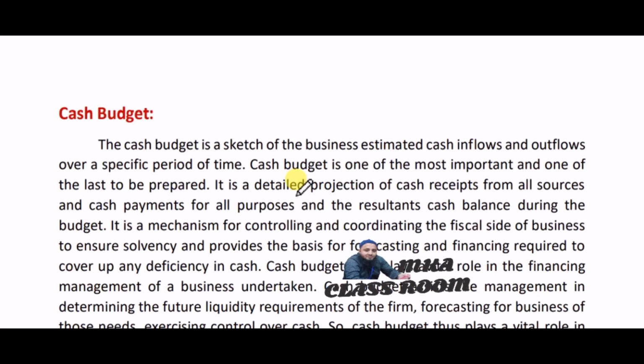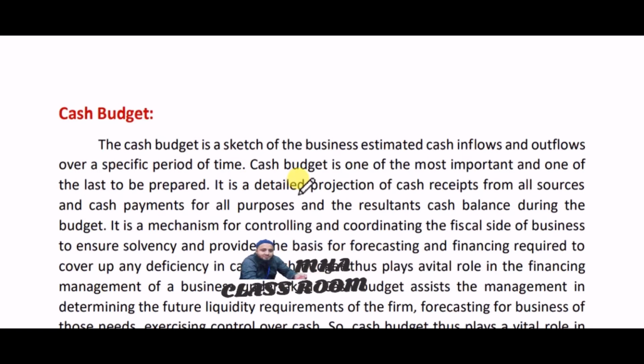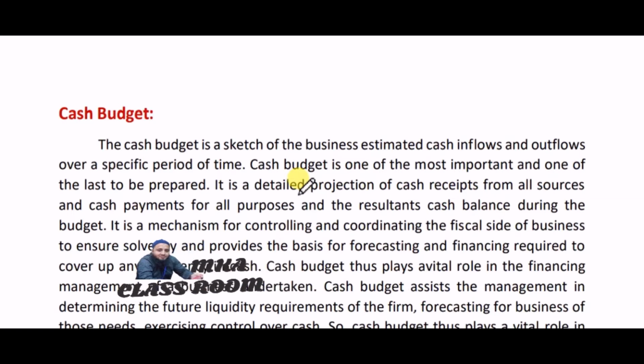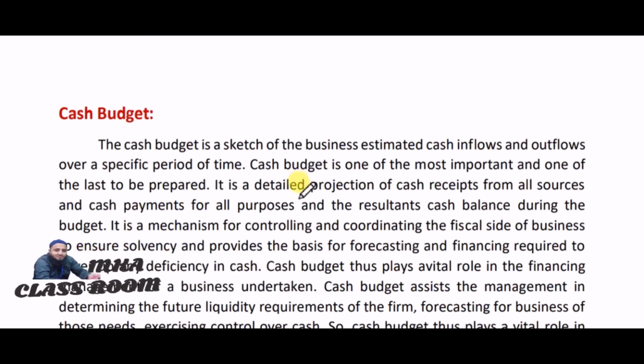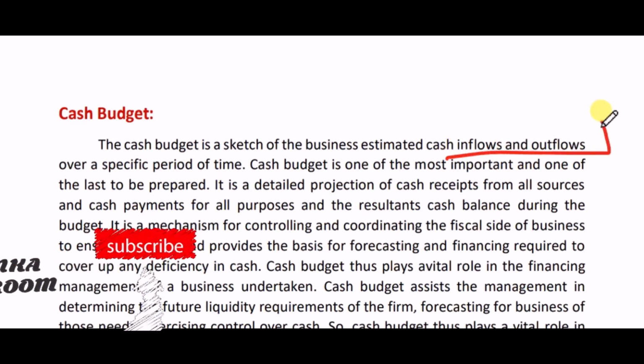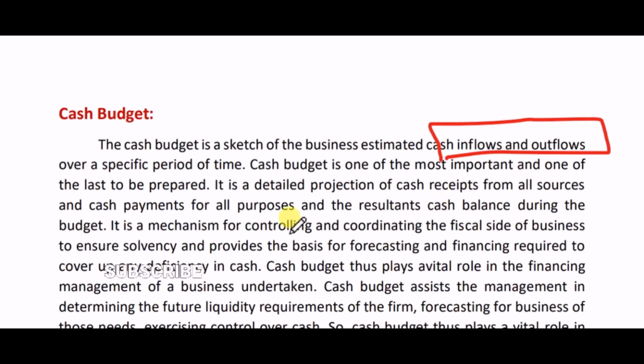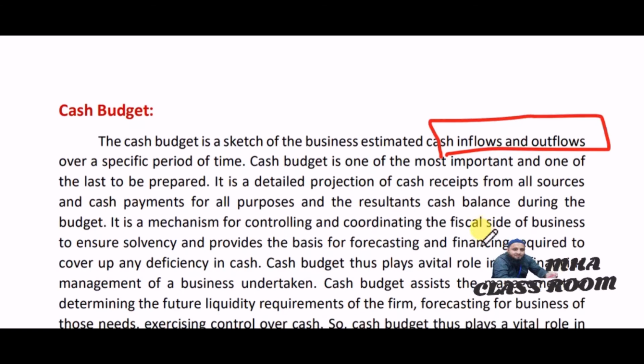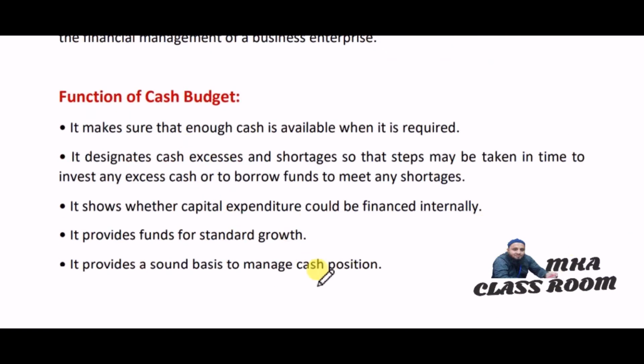Cash budget is a sketch of a business's estimated cash flows, inflows and outflows over a specific period of time. Cash budget is one of the most important and one of the last to be prepared. It is a detailed projection of cash receipts from all sources and cash payments for all purposes and the resultant cash balance during the budget period.